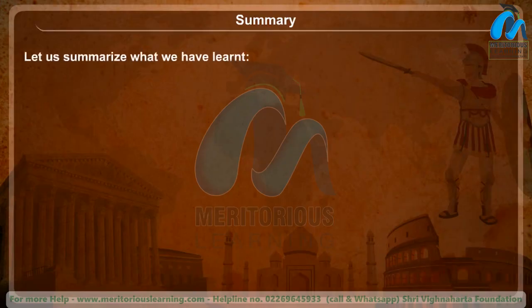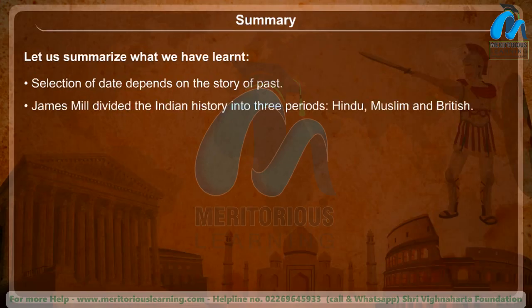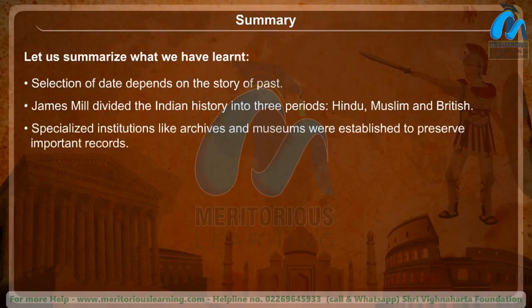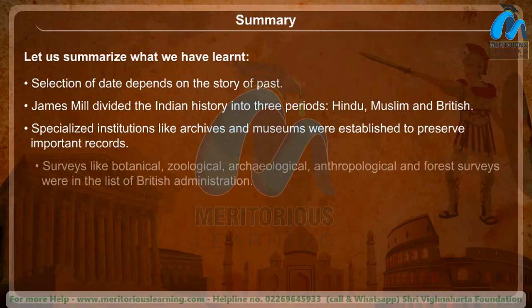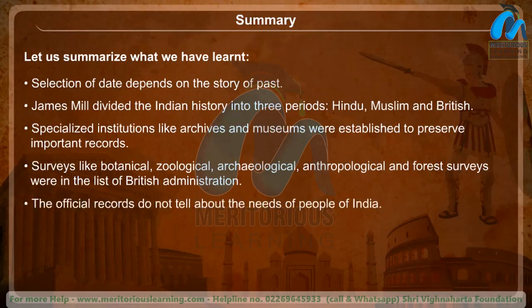Summary. Let us summarize what we have learned. Selection of date depends on the story of the past. James Mill divided Indian history into 3 periods: Hindu, Muslim and British. Specialized institutions like archives and museums were established to preserve important records. Surveys like botanical, zoological, archaeological, anthropological and forest surveys were in the list of British administration. The official records do not tell about the needs of people of India.